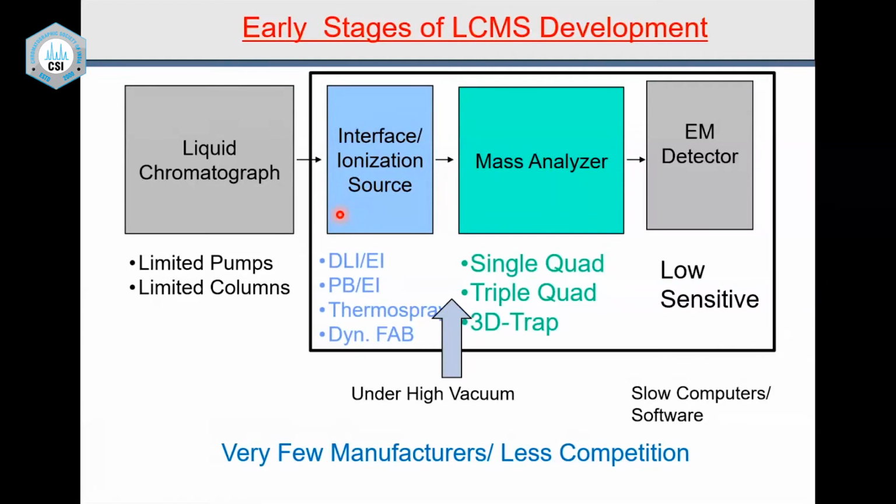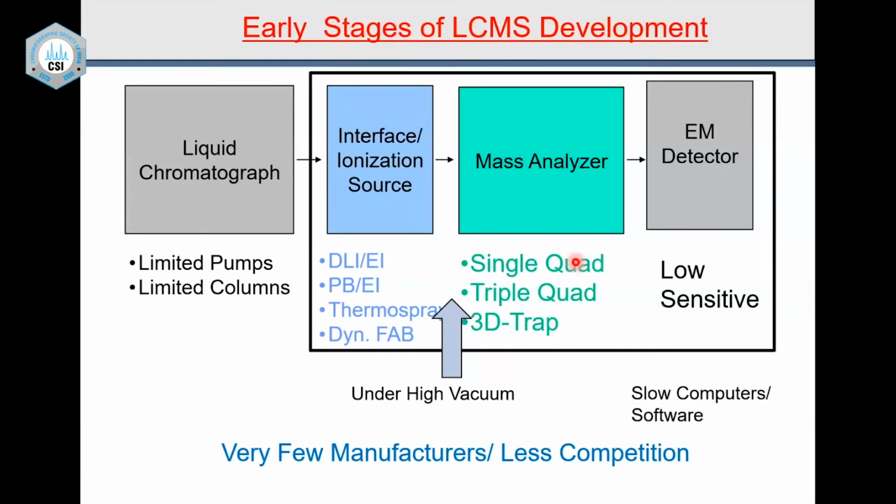So initially, there was a liquid chromatograph and a very small amount of liquid was sent in by direct liquid injection or particle beam, thermospray, dynamic FAB, etc. These were some of the techniques being used before, and I have used all of these. This was all that was available to me before I started using LCMS, which is today's latest LCMS. So these are the initial ways we were doing LCMS many years ago. So you had an ion source, mass analyzer, that is, an electron multiplier detector. And the problem was we had only single quadrupole, triple quadrupole, and maybe some 3D trap.